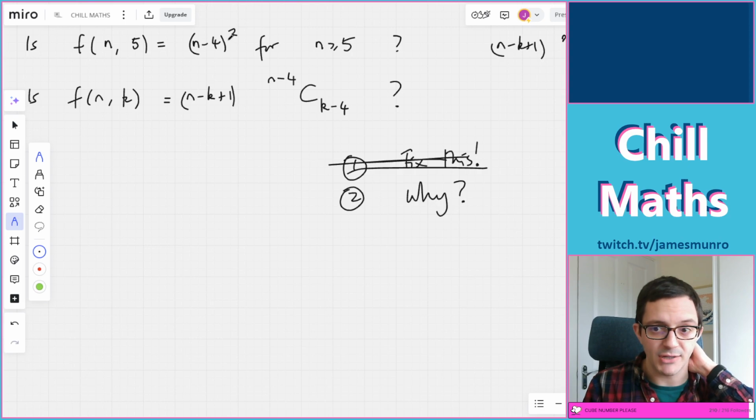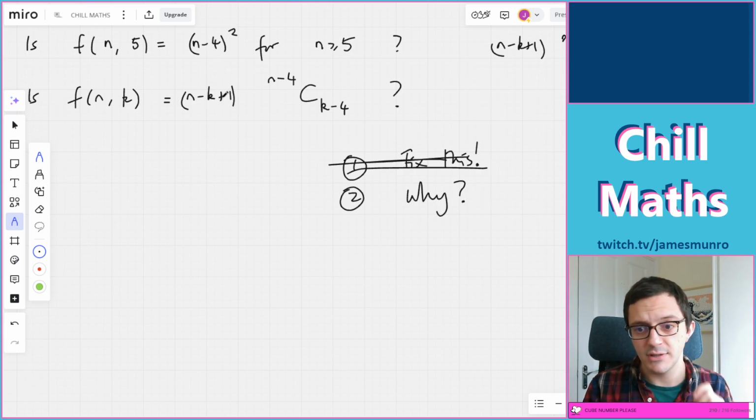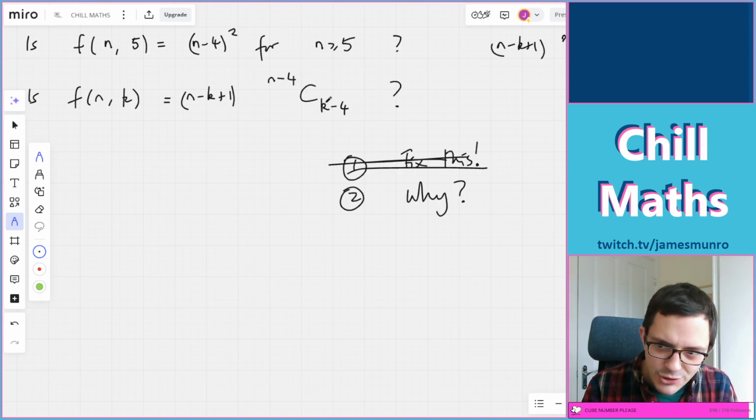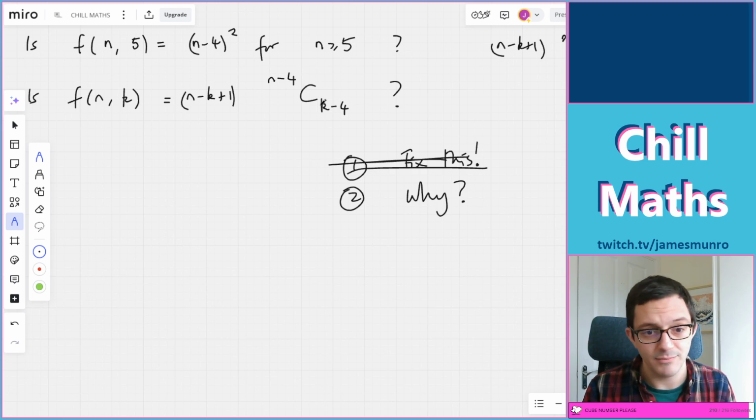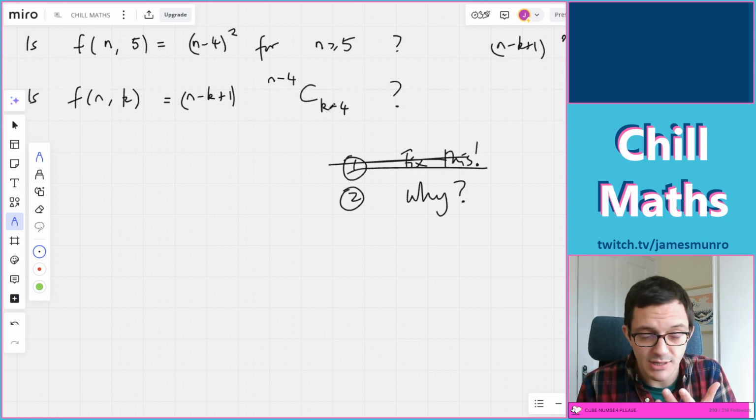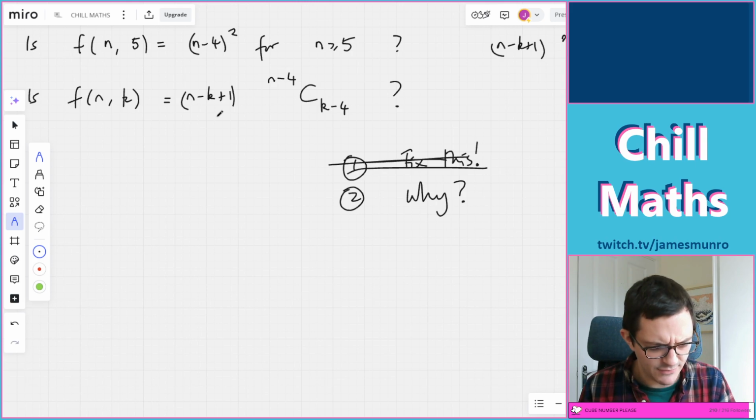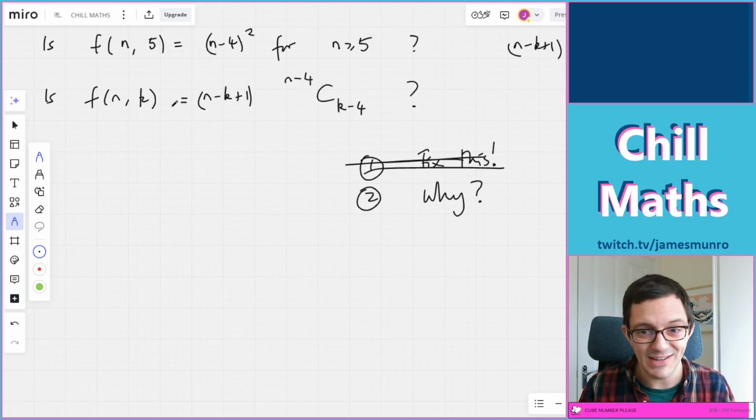this formula up here, n minus 4 squared when k is 5, because this choosy thing would say you're choosing 1. We know what that is. n minus 4 choose 1 is just n minus 4, and this term here would also be n minus 4. So I've got this question now: is it this? To which the answer is sadly no.